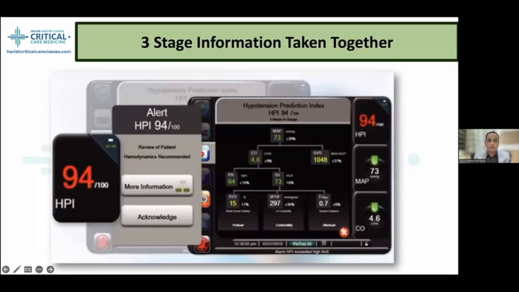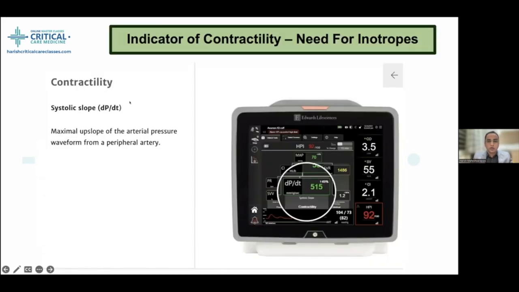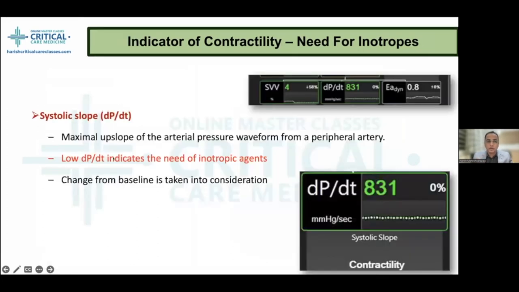So this is the hypotension prediction index screen, where we got 94 out of 100. It is alerting. We got more information. The contractility data we get from something called the maximum upslope of the arterial pressure waveform from a peripheral artery. Here we are using the radial artery. That maximum upslope we call the systolic slope, the pressure versus time ratio, which we call dP/dt. So remember, when we have a lower dP/dt, it indicates that we need to give some sort of therapy to support the contractility, that is an inotropic agent. So we have HPI increased, so we have some idea the patient is going to have some sort of hypotension in the coming minutes.